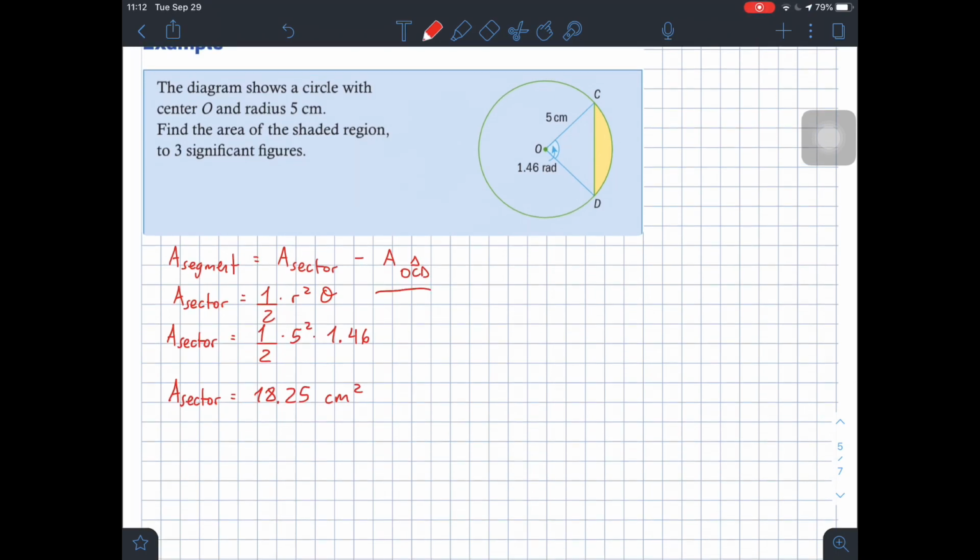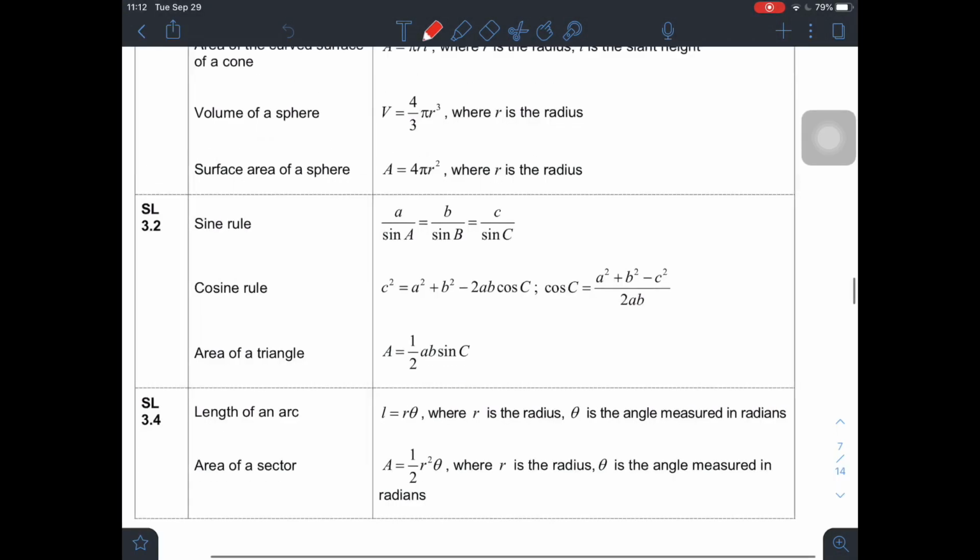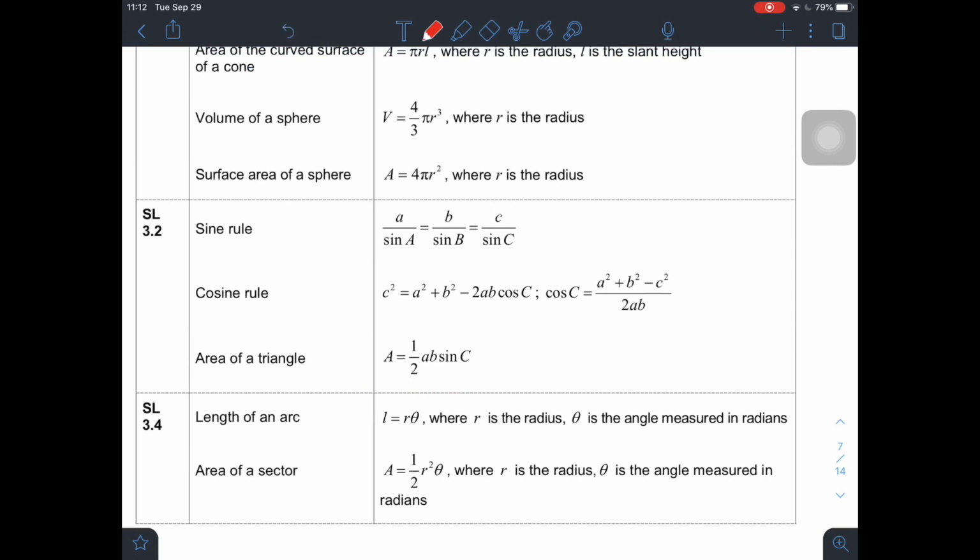Now we need to find the area of OCD triangle, right? So let me do that down here. The area of OCD triangle. If you remember from the formula of area that we have in the formula booklet, this one over here, area of a triangle, 1/2 AB sine of C.